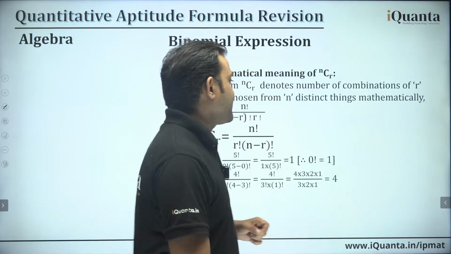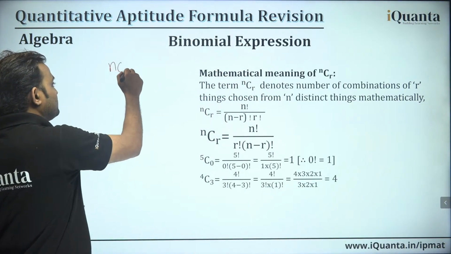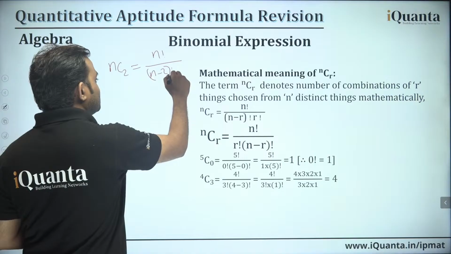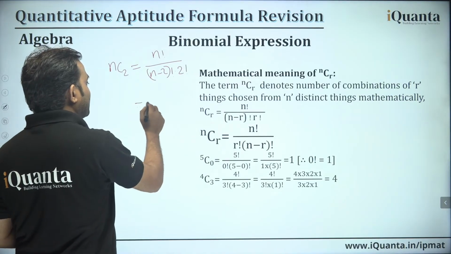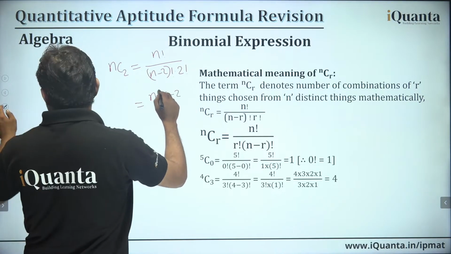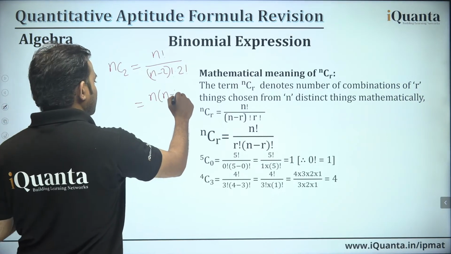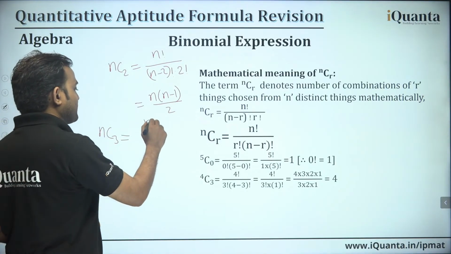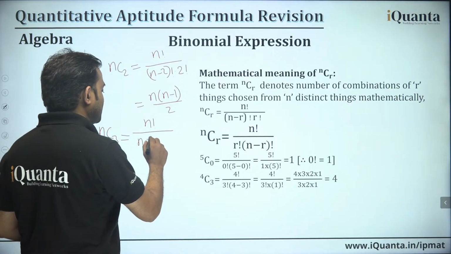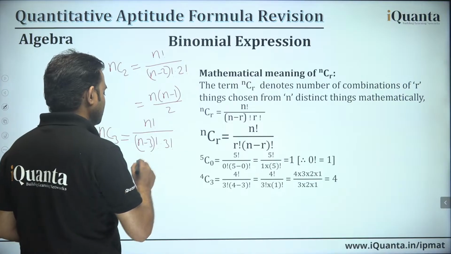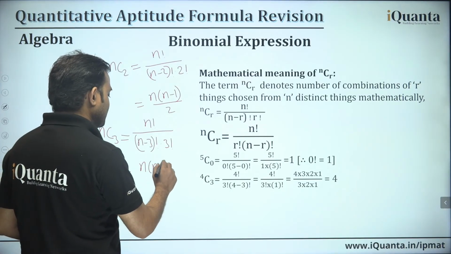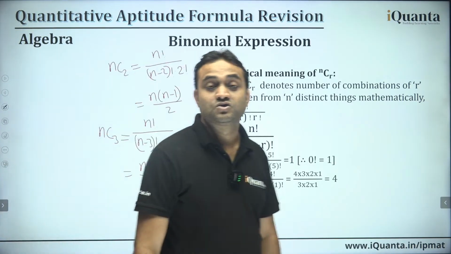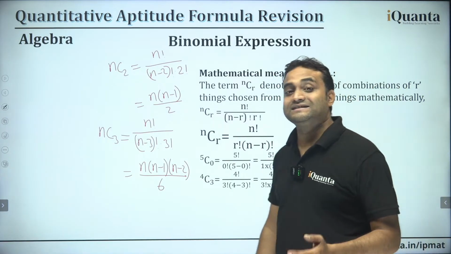So if I take nC2, this will be equal to n factorial divided by (n minus 2) factorial into 2 factorial, which we can write as n into (n minus 1) by 2. If I write down nC3, this will be equal to n factorial divided by (n minus 3) factorial into 3 factorial, which will be n into (n minus 1) into (n minus 2) divided by 3 factorial, which is 6. So this is how you can calculate the value of nCr.